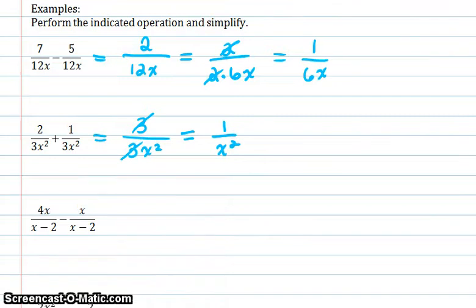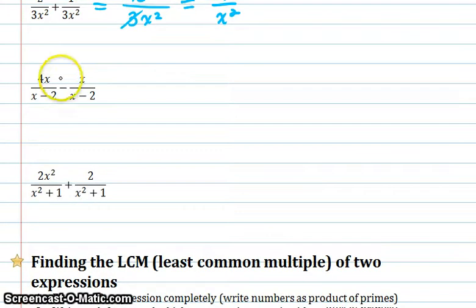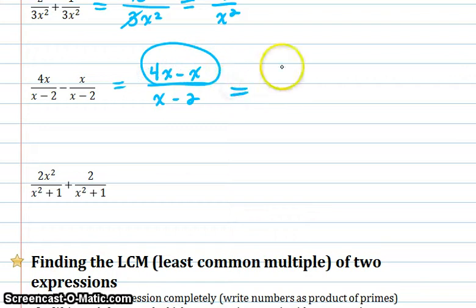Okay, the next example. So we have 4x over x minus 2 minus x over x minus 2. We keep our denominator of x minus 2, and then we're going to subtract 4x minus x. Okay, I wrote that out. Now, you can combine like terms here. So 4x minus x, that's going to be 3x, and then on the bottom we have x minus 2.